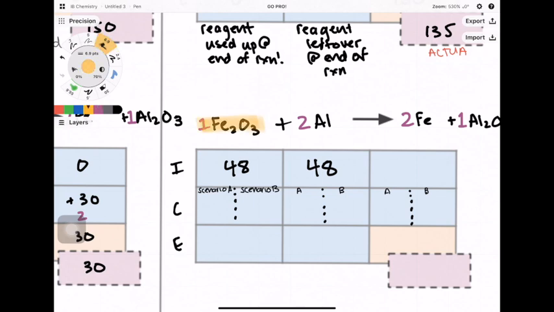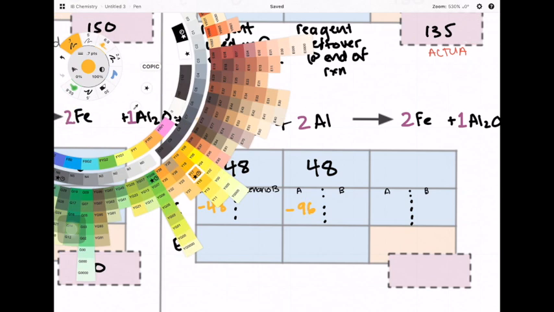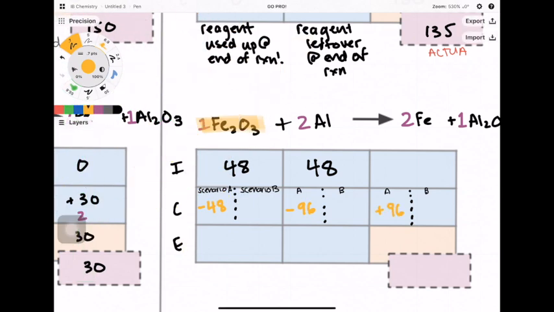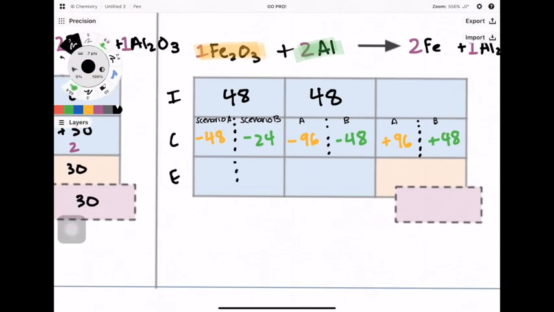In scenario A, I'm going to use up all of the iron oxide. So if I use up all of the iron oxide, I'm going to use up 48 moles, which means I'll need to use 96 moles of aluminum because of that 1:2 ratio, and I'll end up producing 96 moles of iron. In scenario B, I'm going to pretend that I'm using up instead all of the aluminum, so I'll use up all 48 moles of aluminum and end up only using 24 moles of iron oxide, again, 2:1 ratio.